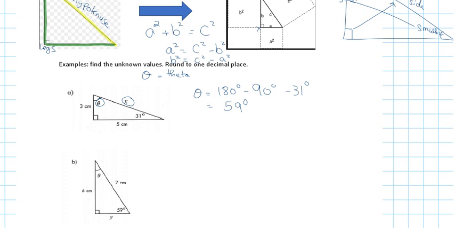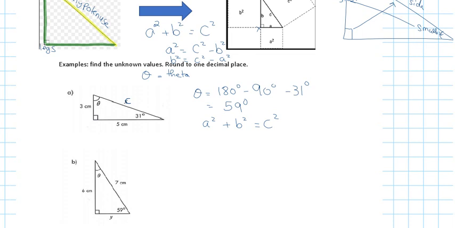Now, how do I find side x? Or let's call it C, because we know that this is the hypotenuse. So I'm just going to change it to C because I know this is the hypotenuse. So how do I find it? What formula do I use? A squared plus B squared equals C squared. So I'm using the formula. I would always recommend that you write the actual formula down before you start plugging in information.